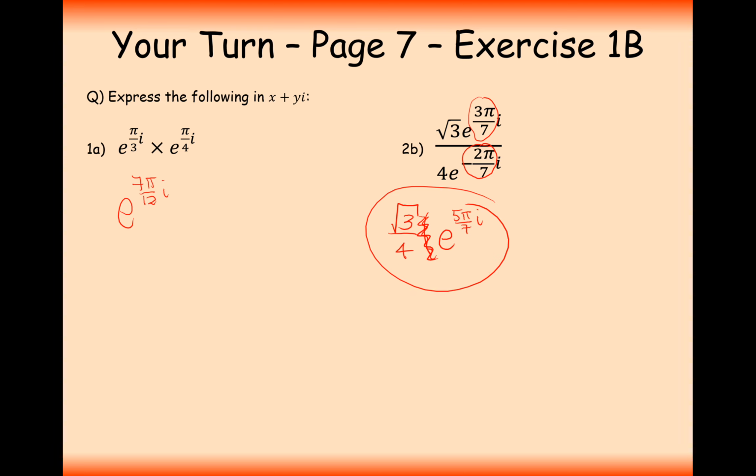So your turn to have a go at some of these questions from page 7, exercise 1b. Make sure you have a go at this before we move on to the later exercises in the textbook, because it does get pretty difficult later on. It's really important you're good at the basics at this fundamental level.